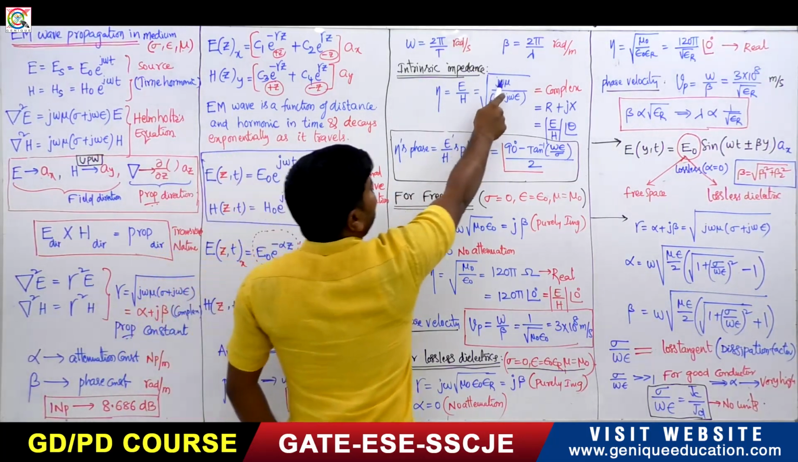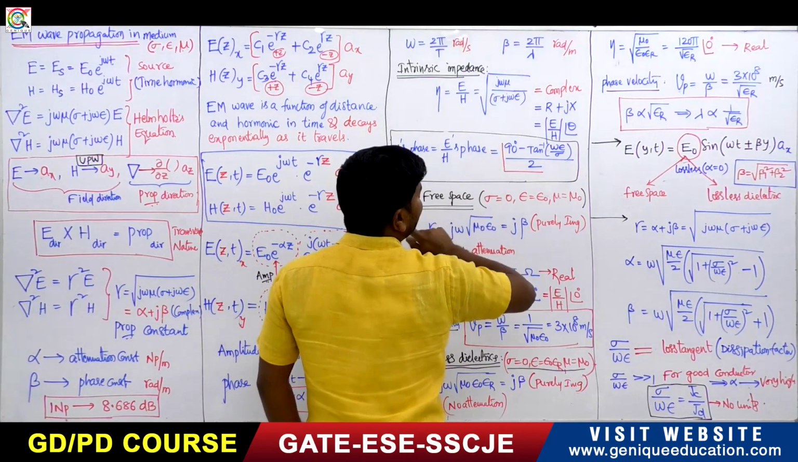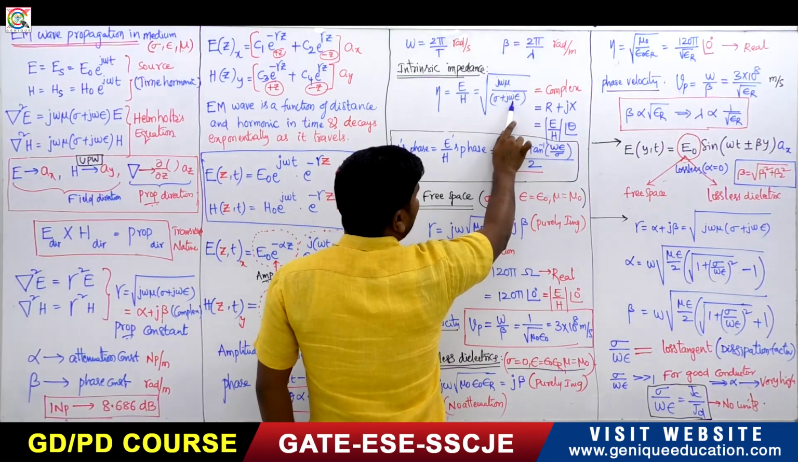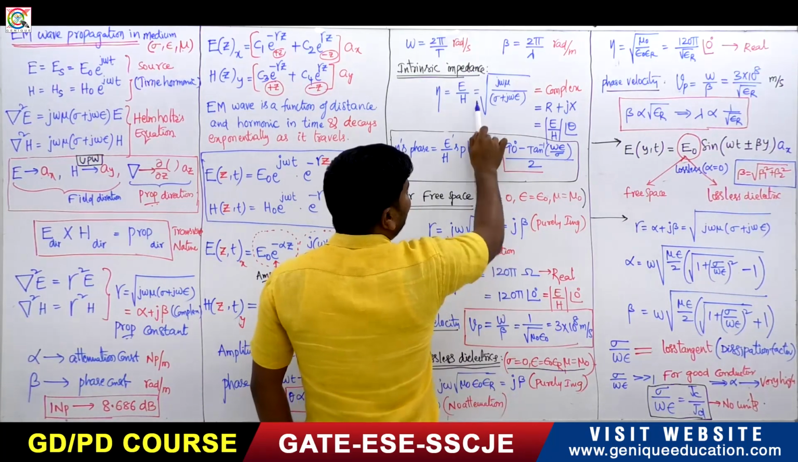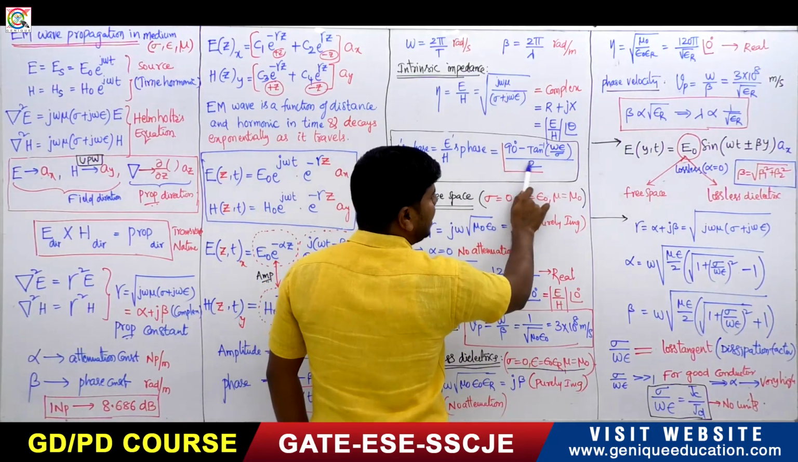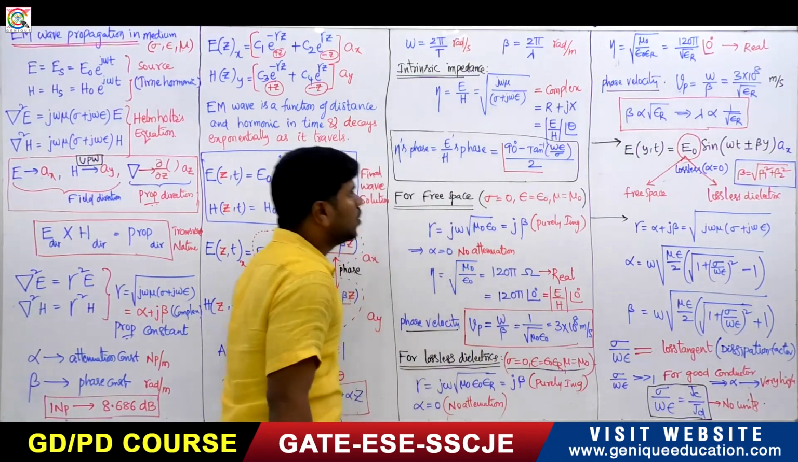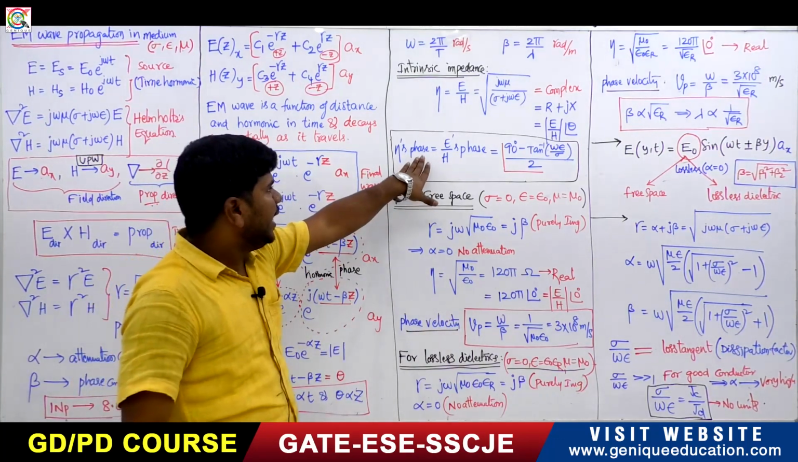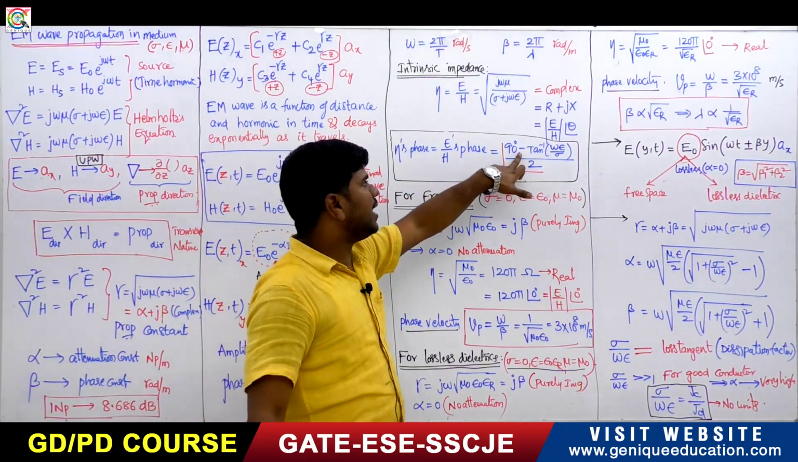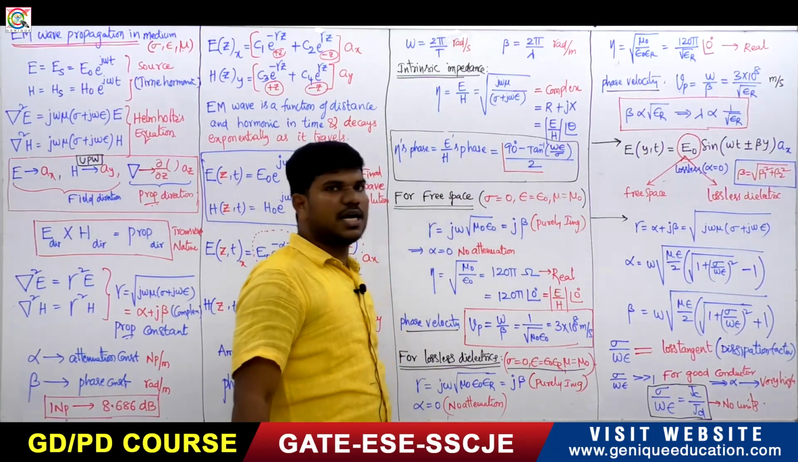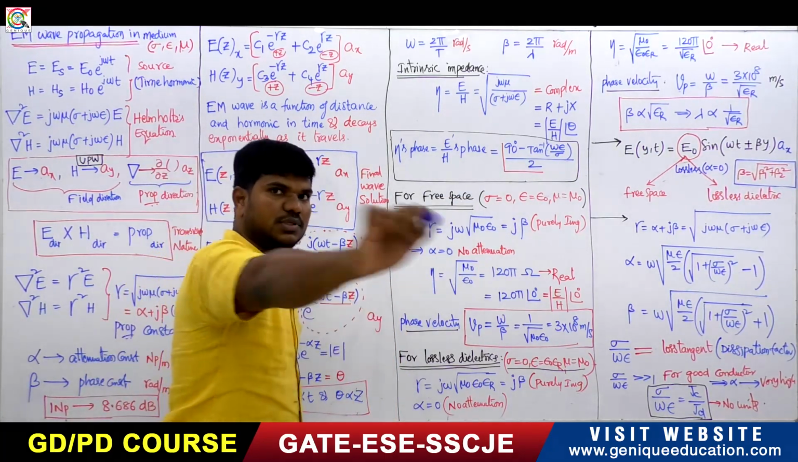So if you observe, this is what? How much? It is 90 degrees divided by tan inverse omega epsilon divided by sigma, because it is under root, so we can write by 2. So what is the eta phase? Eta phase is equal to 90 minus tan inverse omega epsilon divided by sigma, divided by 2.